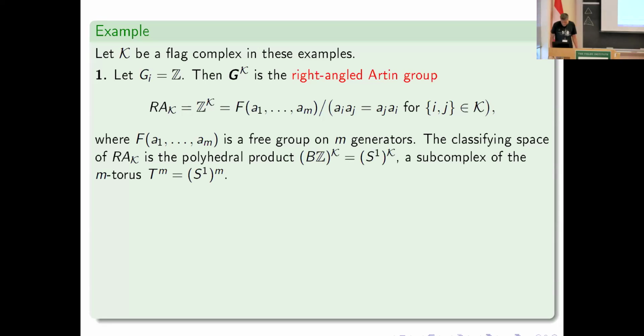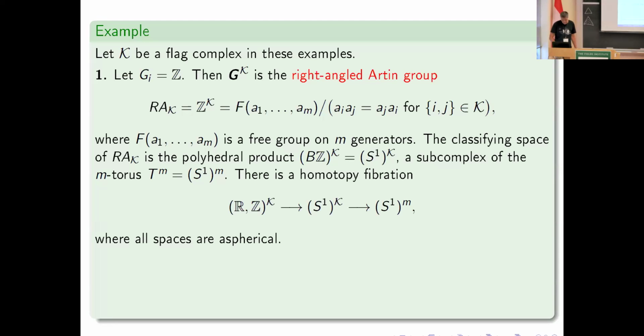And from that analysis that I showed in a previous slide, since you've written a group as a graph product, you know how to write down its classifying space, its K(pi,1) space. You just take the classifying space of each group and take the polyhedral product. So that's a polyhedral product of circles. It's a subcomplex of an m-torus, and it was known since the beginning of the '80s, originally in the work of Kim and Roush, that this subcomplex is the K(pi,1) space for the right-angled Artin group.